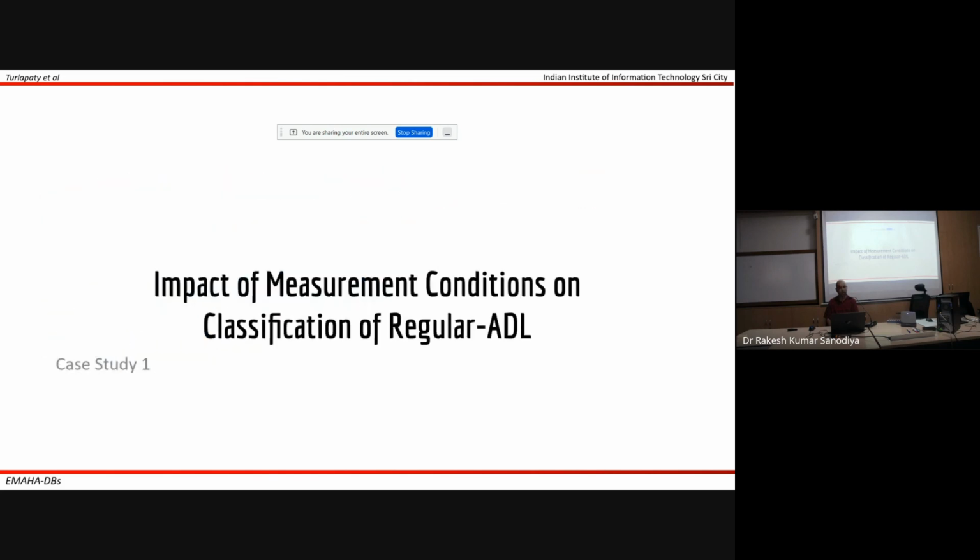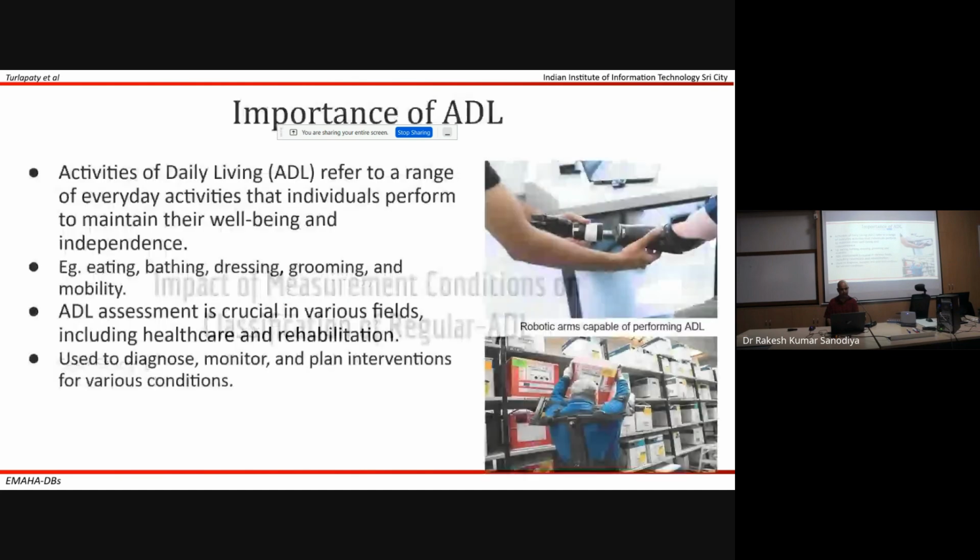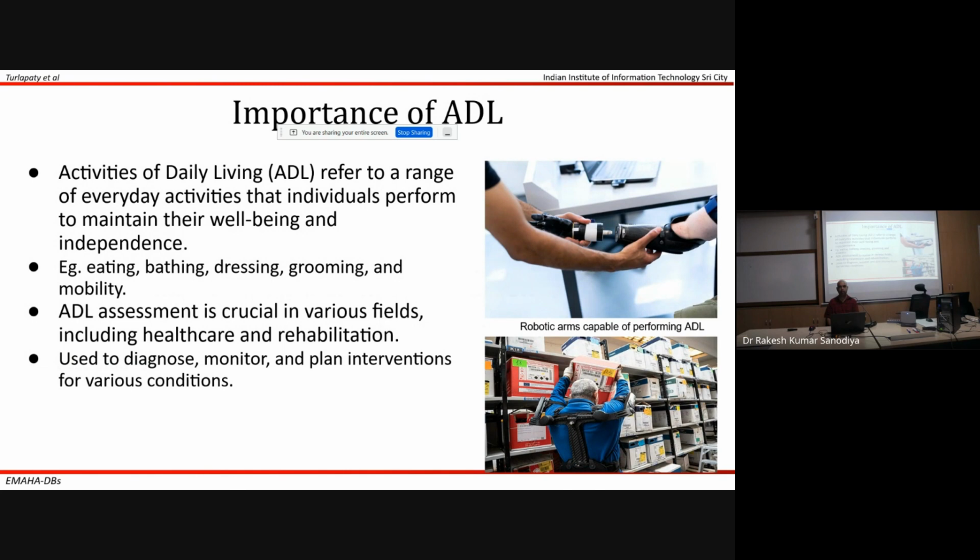So let's look at case study one. In this, we are looking at the impact of measurement conditions on classification of regular activities of daily living. First, let's look at what activities of daily living are. By definition, these are the activities that any person does in their home, workplace, or any other place on a regular basis, things like eating, bathing, dressing, and so on.